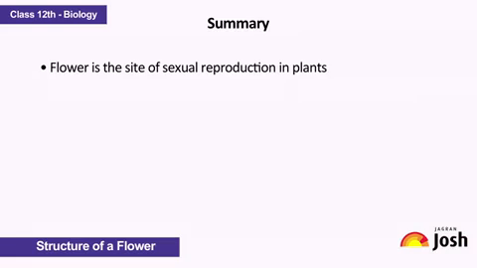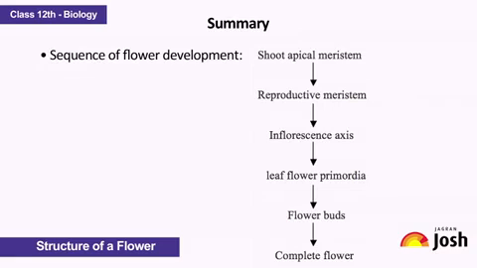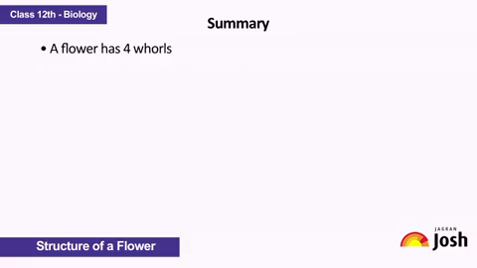Flower is the site of sexual reproduction in plants. Flower develops from the shoot apical meristem. Sequence of flower development: shoot apical meristem gives rise to reproductive meristem, which gives rise to inflorescence axis, which in turn gives rise to flower primordia, which gives rise to flower buds, and ultimately flower buds give rise to complete flower. A flower has 4 whorls.